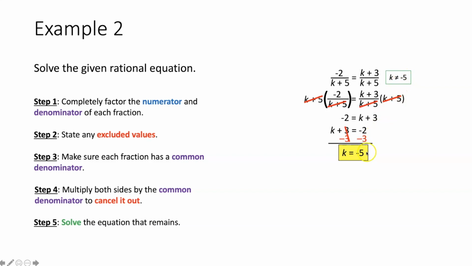So what happens when your answer is your excluded value? Well, k cannot equal -5. Therefore, this cannot be one of your answers. So therefore, you have no answer, no solution. So you write no solution.